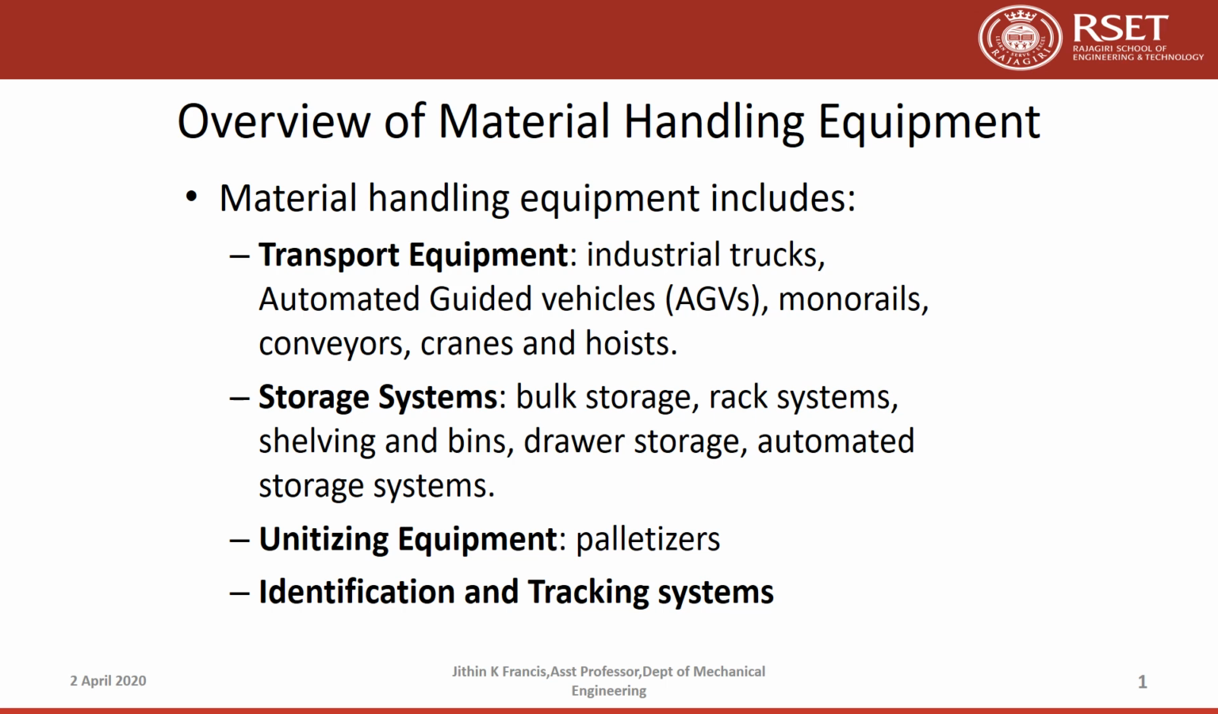That is, a material handling equipment system is further subdivided into the four following categories. That is, transport equipment, different kinds of equipment used for transportation. Now, different systems used for storing. Then, unitizing equipment like palletizers, then containers, tote bins, etc. And the last one is how to identify the different materials by giving some kind of codes, classifications, or some kind of identification techniques like radio frequency identification, etc. And finally, a tracking system.